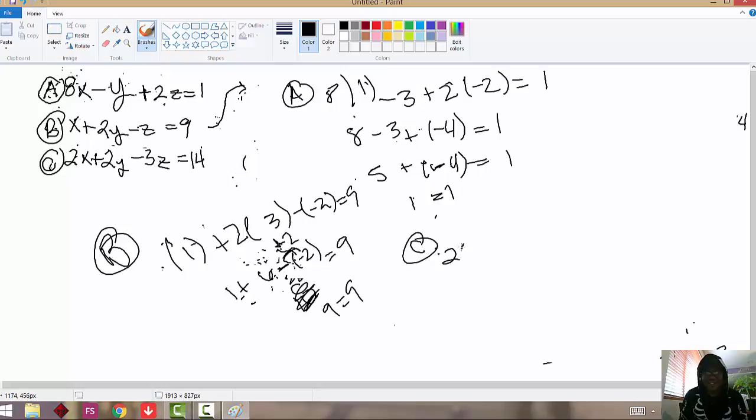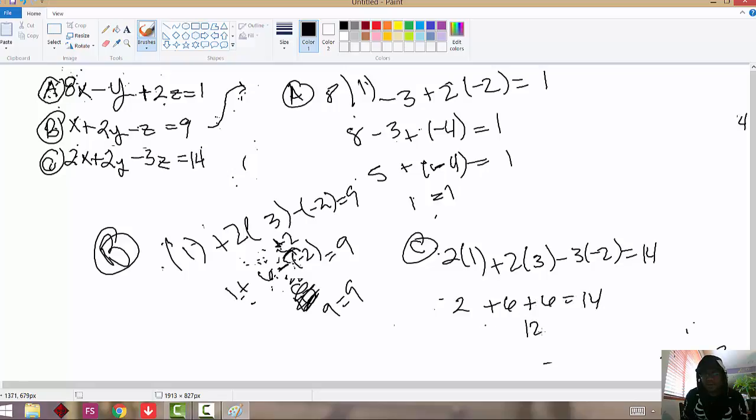So we're going to have 2 times 1 plus 2 times 3 minus 3 times negative 2 equals 14. We're going to have 2 plus 6 plus 6 equals 14. 6 and 6 is 12 plus 2 is 14 equals 14. Done.